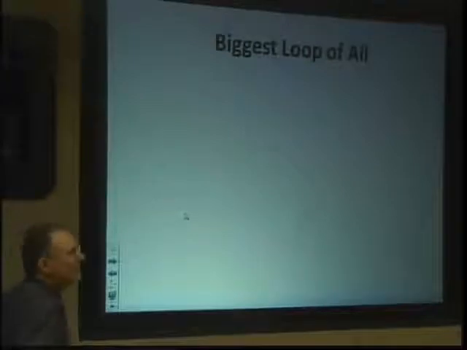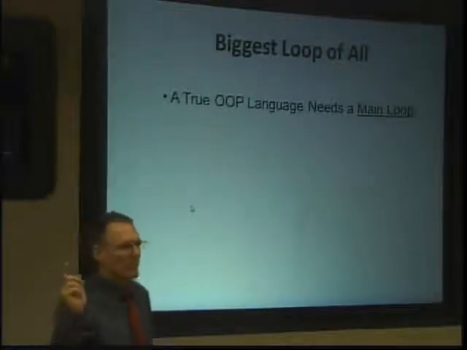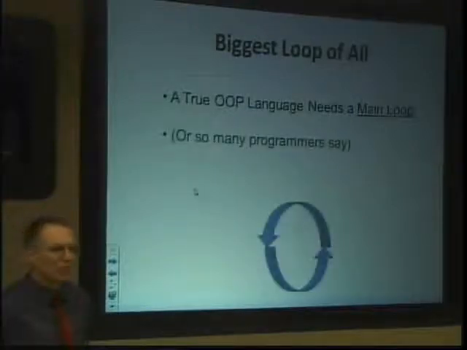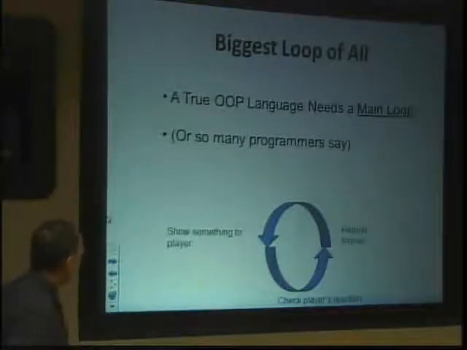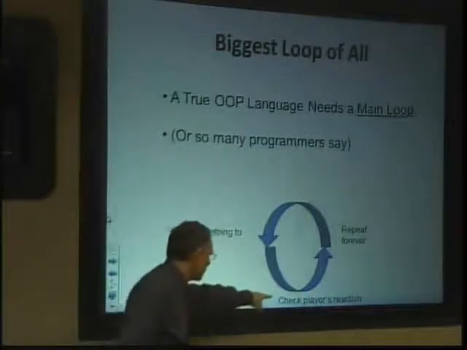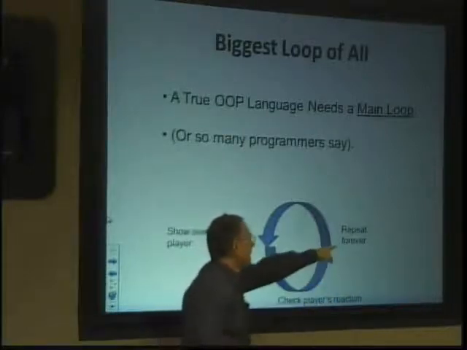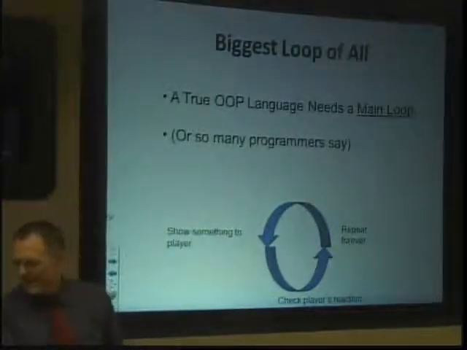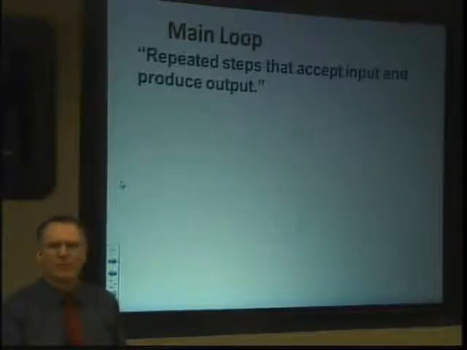Let's now talk about the biggest loop of all in object-oriented programming games. A true object-oriented programming language will have a main loop, or so most programmers say. It's one of these loop things that just runs through the whole thing. Show something to the player. Check the player's reaction. Pushing buttons on the keyboard, clicking the mouse, operating a controller. Then repeat it forever and ever as long as the game is running. That is the main loop in a program. A main loop is repeated steps that accept input and produce output. That's it. That's the definition of a main loop.